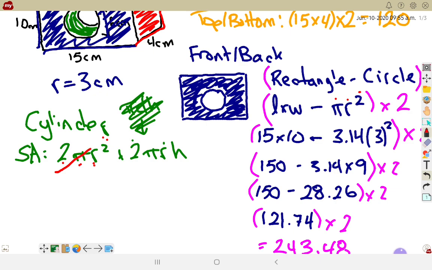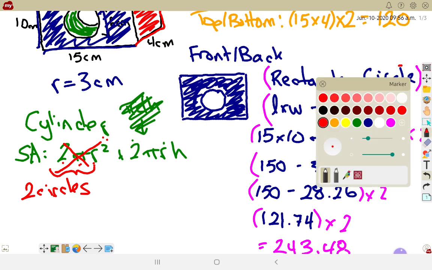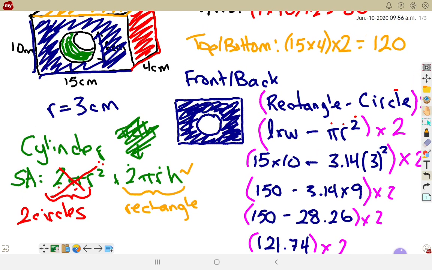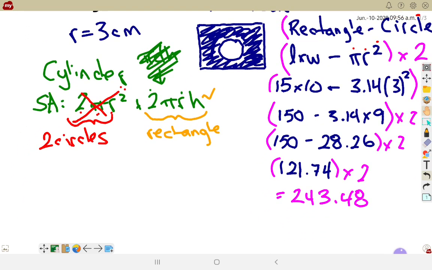Well, I don't want this part of the formula. This part represents the 2 circles. I don't want the 2 circles because I've already dealt with the 2 circles over here. I took them away. So I don't want to add that part in. The 2 pi r h, this part is the rectangle that makes up the cylinder. So a cylinder has the 2 circles on the top and the bottom and a rectangle that wraps around the circumference of those circles. Okay? This is the part that I want to add in. That's the new part, the new surface area that I can now touch and paint green. Okay, not the circle part, but the rectangle part.